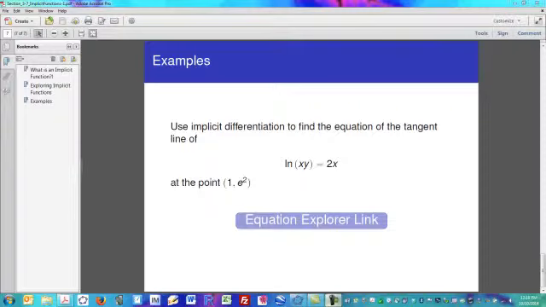Okay, well, let's take a look at this last example from our lecture on implicit functions and implicit differentiation. Here we're asked to use implicit differentiation to find the equation of the tangent line of ln of xy equals 2x at the point 1 comma e squared.